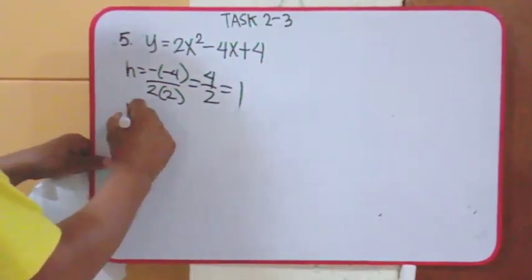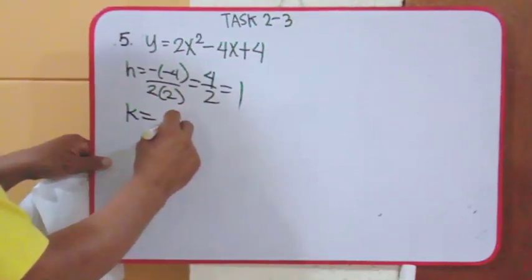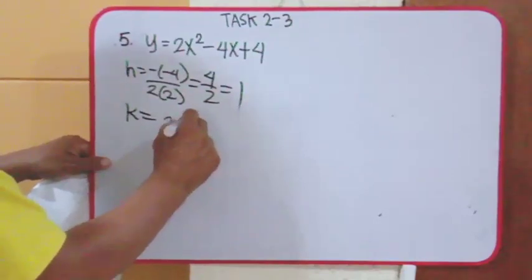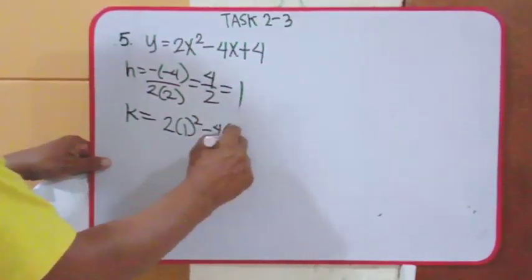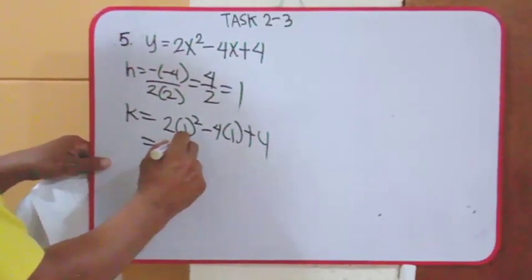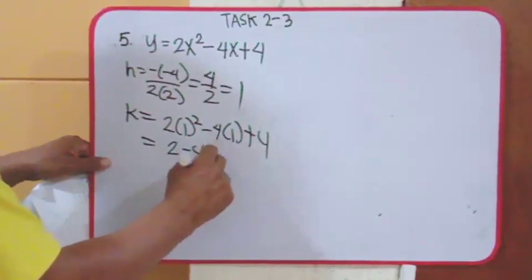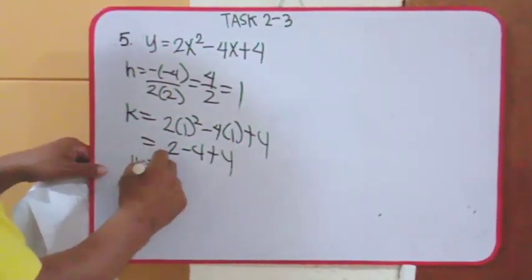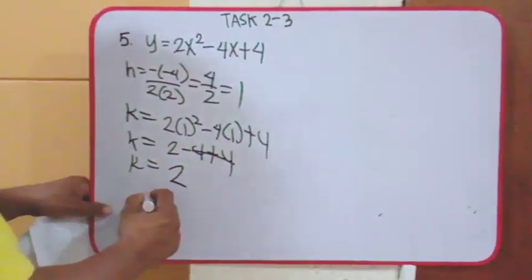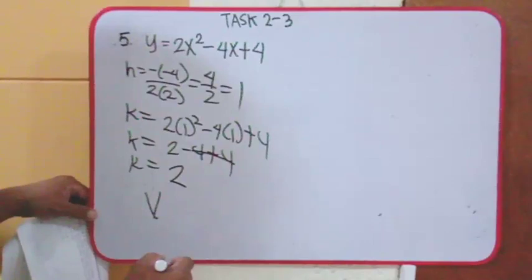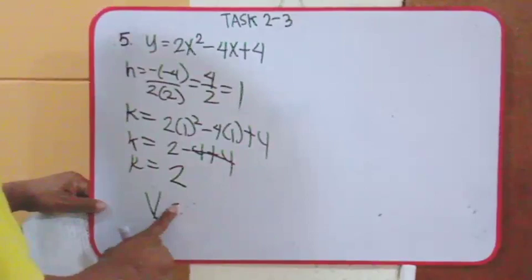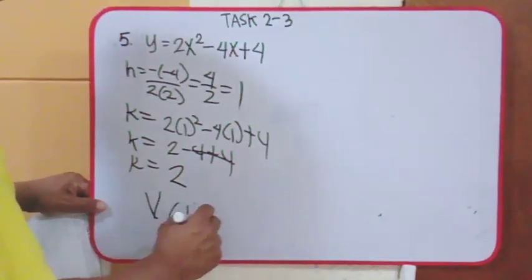And our k equals substituting the value of h by 1. So, 2 times 1 squared minus 4 times 1 plus 4. So, that is 2 minus 4 plus 4. Our k equals 2. So, ang vertex natin in the function of 2x squared minus 4x plus 4 equals, the vertex is 1 and 2.